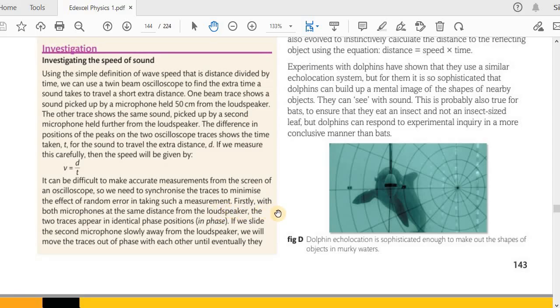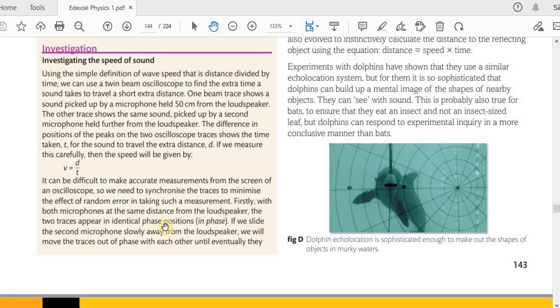We have different types of error: random error, systematic error, zero error, parallax error. You have to know about these different types of errors also, and how you can minimize them. In the case of random error, we can take several measurements, then plot a graph, and we can minimize or get rid of the random error. So that's another topic.